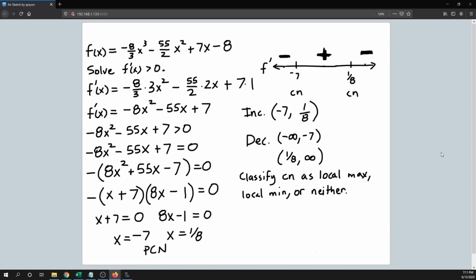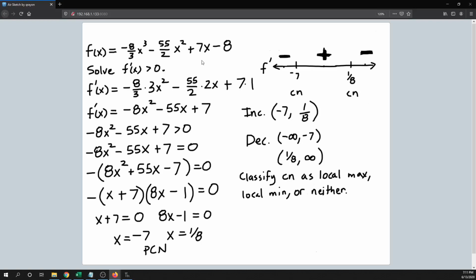In this video, we are going to classify critical numbers as local max, local min, or neither. This is the function that we are looking at, this polynomial f of x equals minus 8/3 x cubed minus 55 halves x squared plus 7x minus 8.